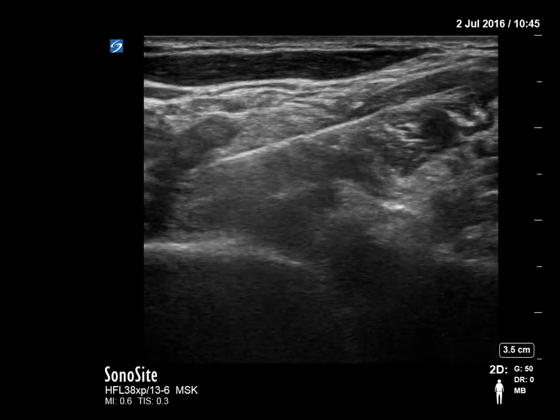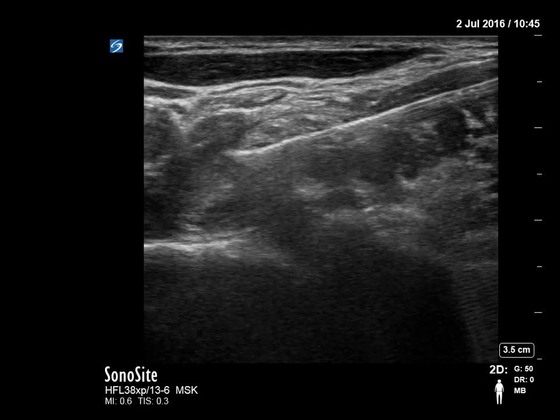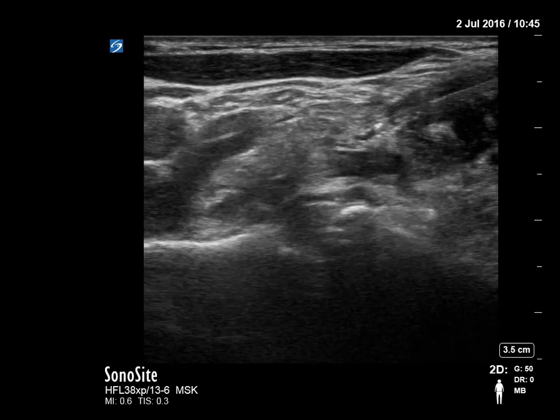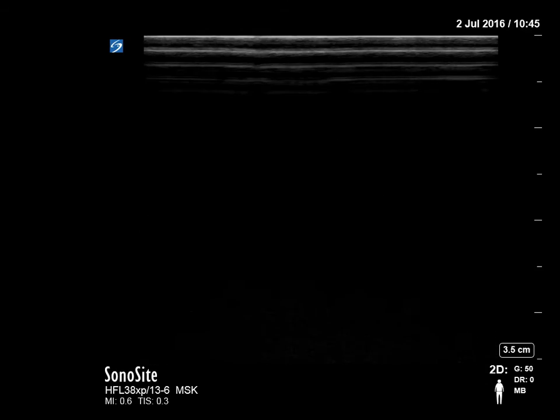All right. So this is the needle position over the longus colli muscle. You don't see the stellate ganglion.